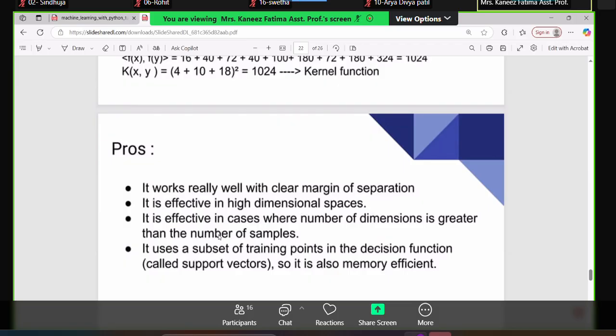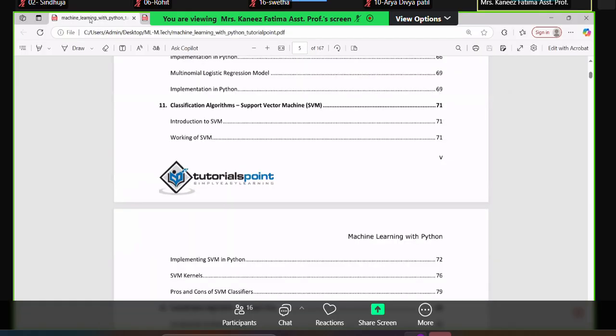Also, you can work on this one too. As I said, for the tutorials, you can have a look at Tutorials Point.